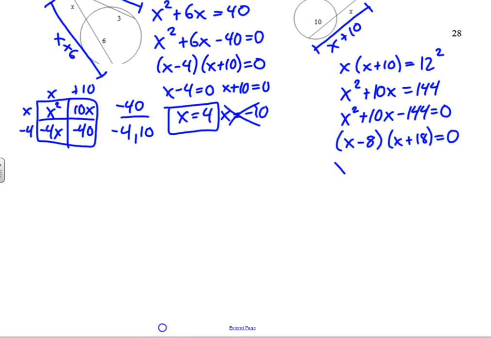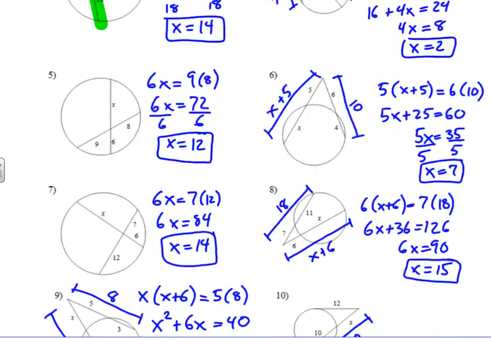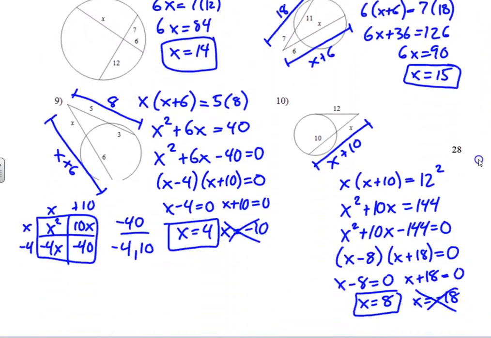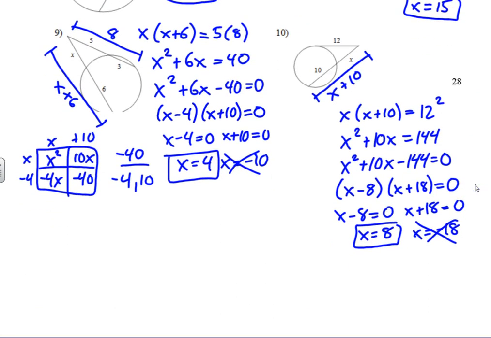Just had to switch the signs. So x minus 8 is 0, x plus 18 equals 0. So x would be 8, or x would be negative 18. And again, we reject the negative because we're talking about a length. Okay, so lots of stuff right here. Really important page just to help you get a hold of this. And 9 and 10, these quadratic ones. Again, if you have a hard time with factoring, go ahead and do the quadratic formula.